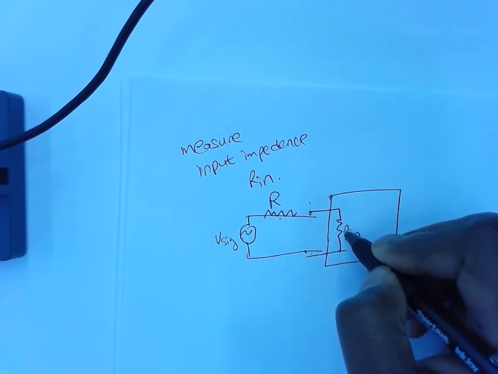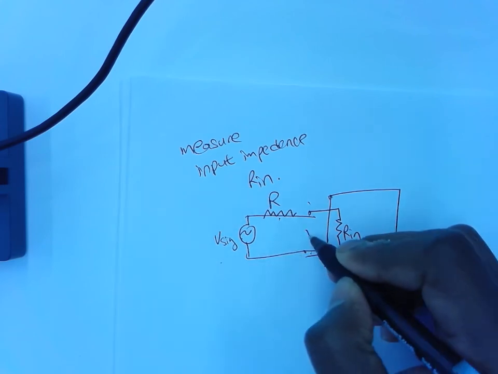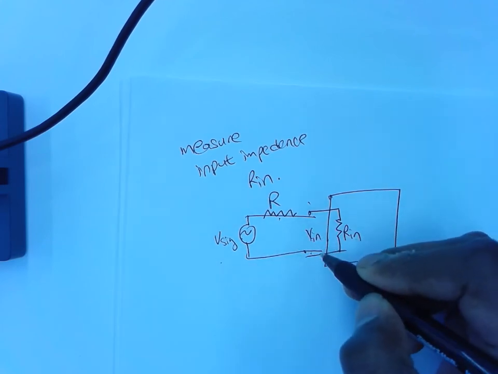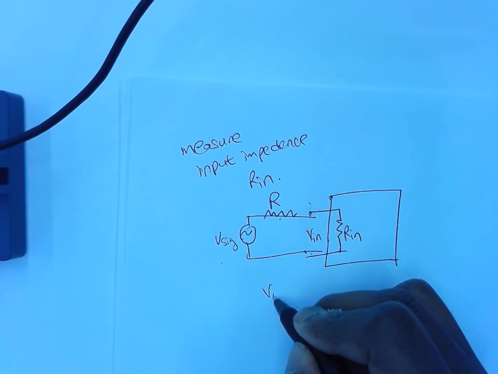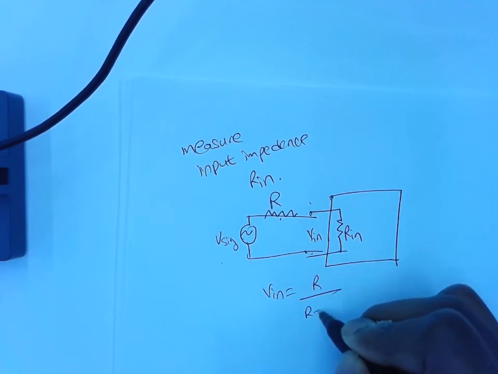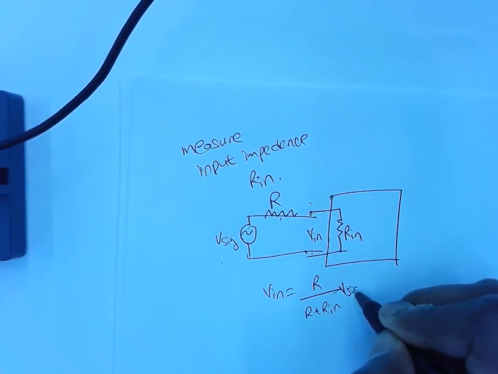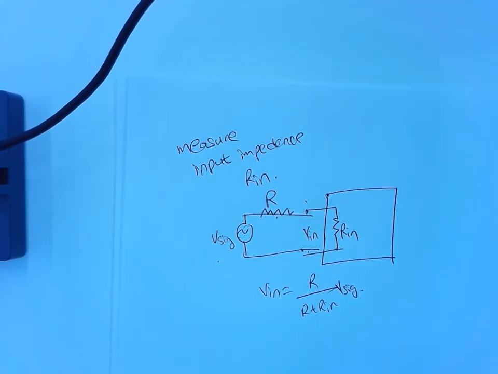Right? Now, if this is VSEC, we can measure Vin using a multimeter, right? And then Vin will be equal to R divided by R plus Rn times VSEC. And you measure your R like that.